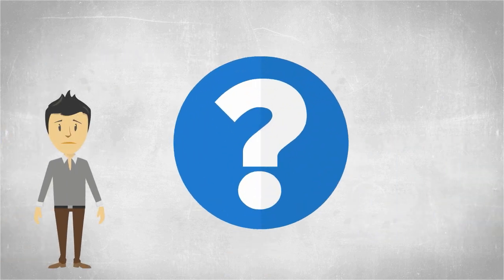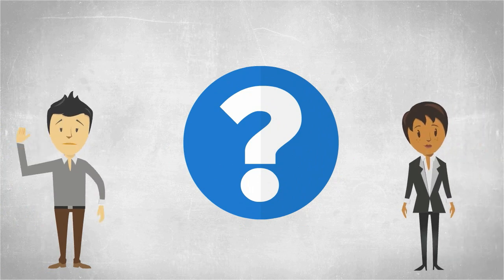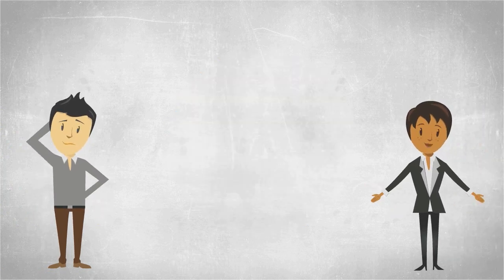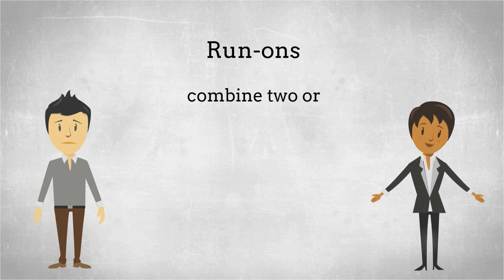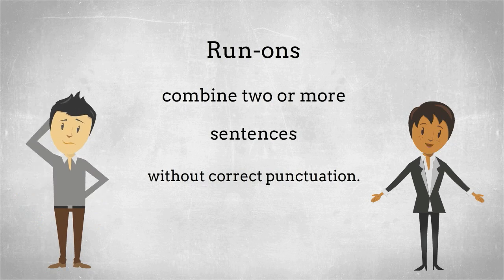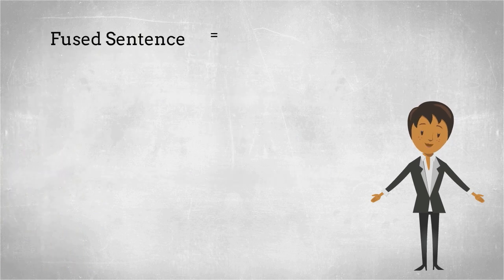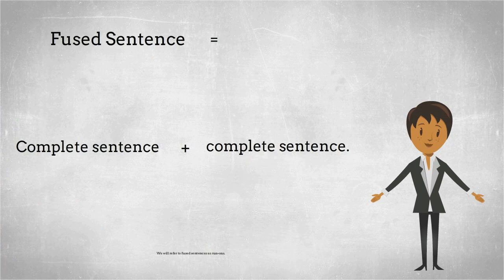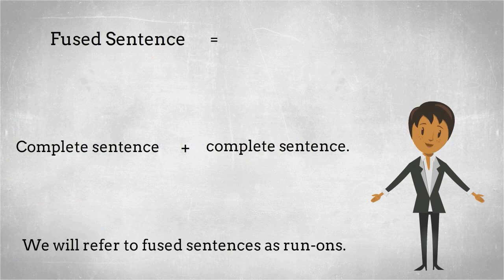So what is a run-on sentence? I'm glad you asked. A run-on sentence occurs when a writer combines two or more sentences together without correct punctuation. It is also called a fused sentence since the two thoughts are fused together. But in this video, we'll refer to it as a run-on. Let's look at an example.